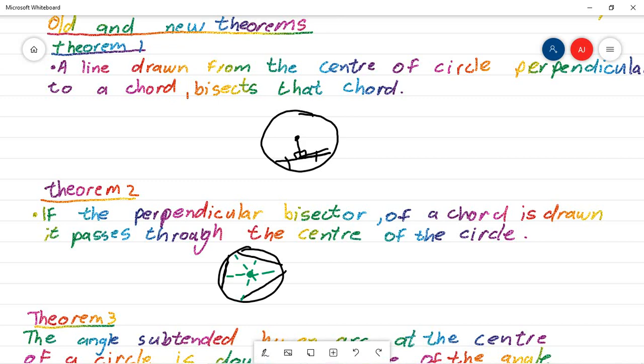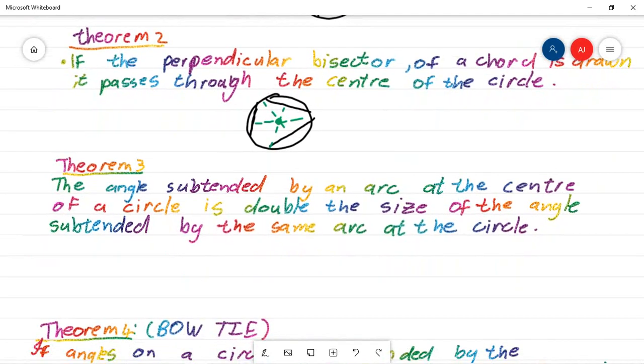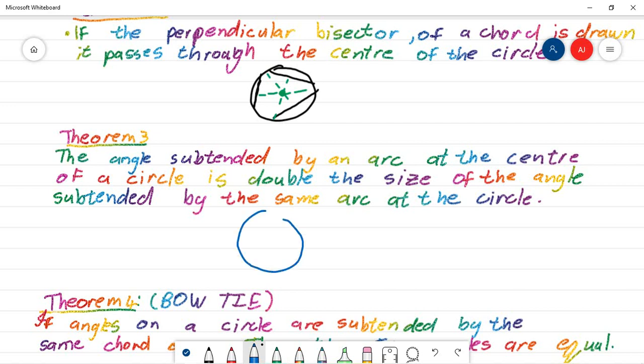Okay. Next theorem is the angle subtended by an arc at the center of the circle is double the size of the angle subtended by the same arc at the circle. So that means if you have your circle and you have an angle at the midpoint that's subtended by an arc, then say there is another angle which is on the circle, which is also subtended by this arc, then the angle at the center is twice the angle at the circle. Now there's a few ones of these.